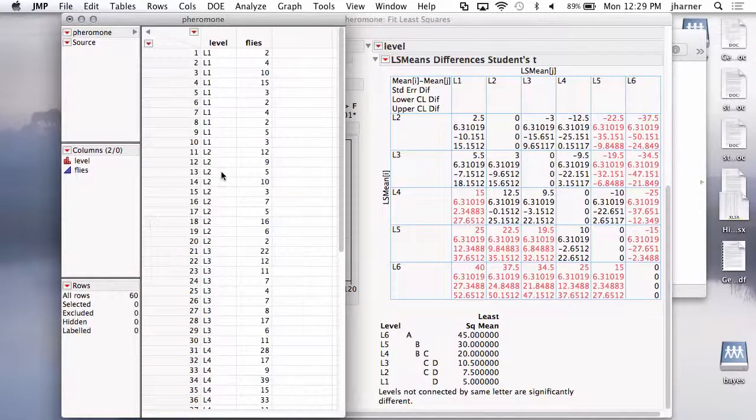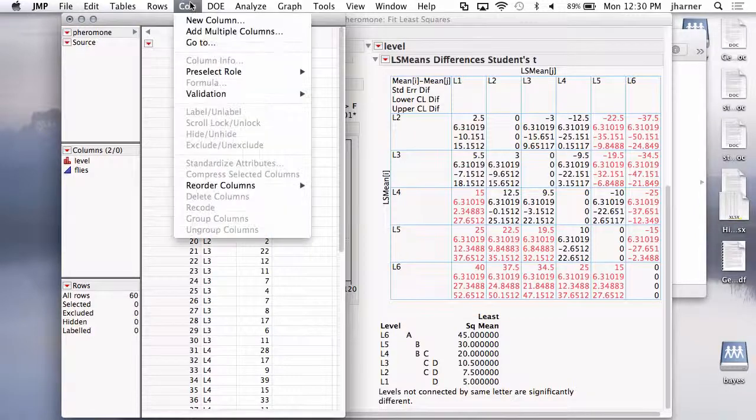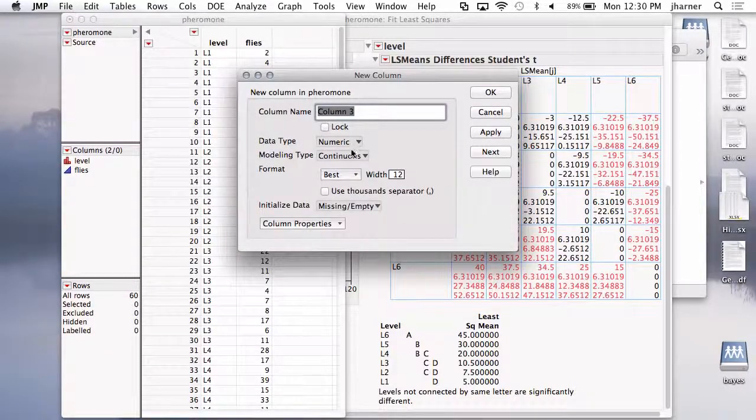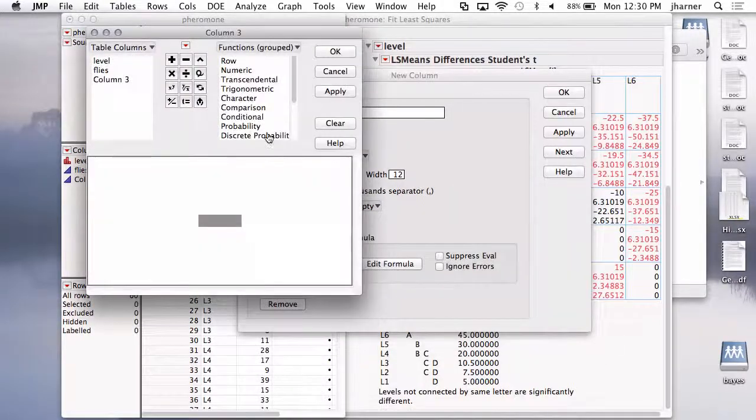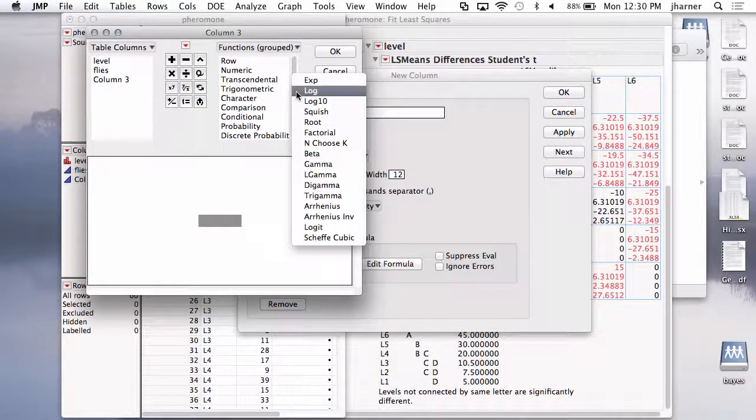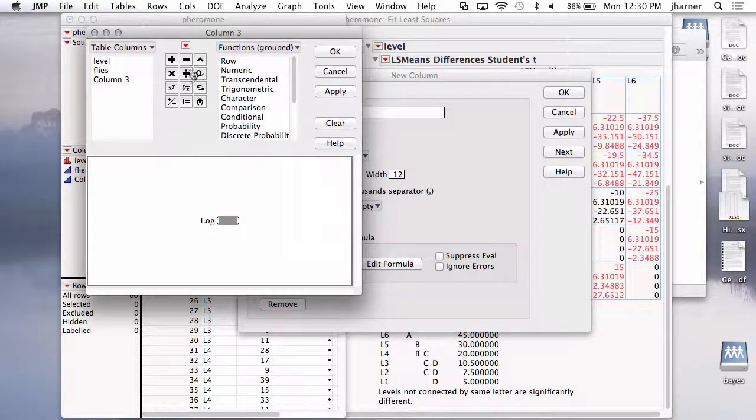So how do you do it? Well, we have to define a new variable. We can define a new variable as a transformation by making a new column. I'm going to have it be numeric continuous, and what I'm going to do is define a new formula. I think it's under transcendental. I don't think it matters, it's log base e. I'm going to take the log of flies, and then I'll put +1.